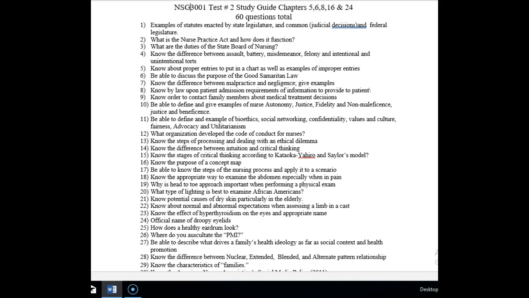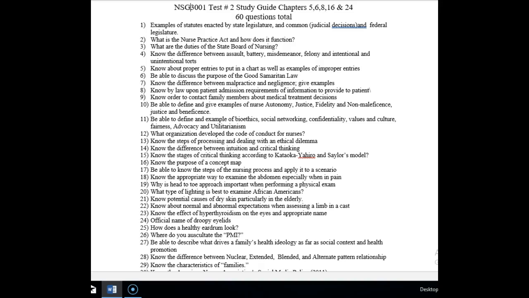What are the duties of the State Board of Nursing? Basically, the State Board of Nursing are the ones that set rules, regulations, and guidelines. And those are specifically defined by whatever the standard of care is within the nursing practice.